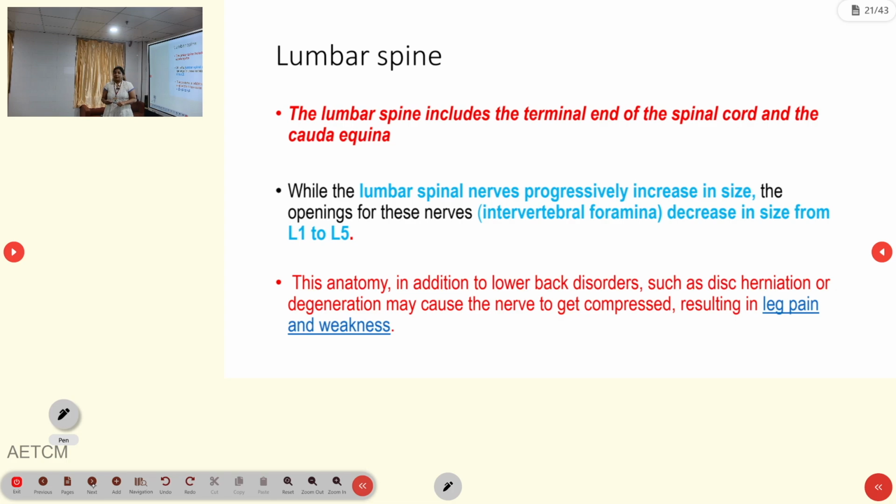Now, what is the lumbar spine? The lumbar spine includes the terminal end of the spinal cord and the cauda equina. The lumbar spinal nerves progressively increase in size, but the intervertebral foramen decreases in size. So because of this, there are high chances of the nerve getting entrapped within the intervertebral foramen.